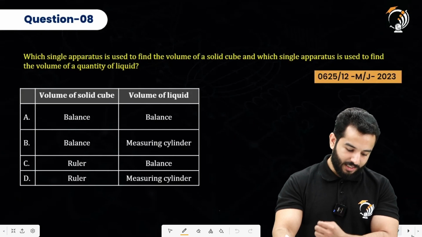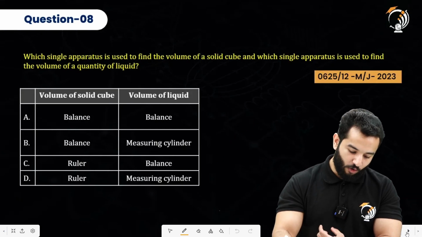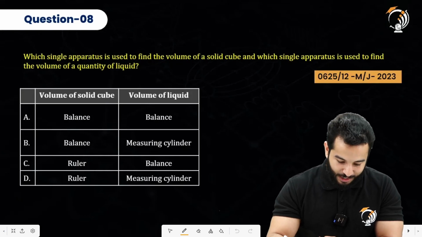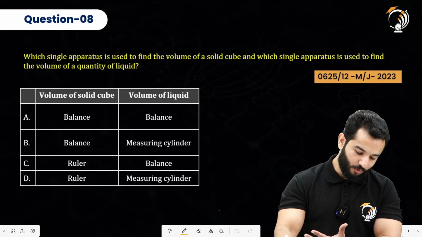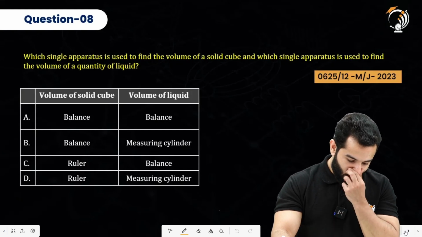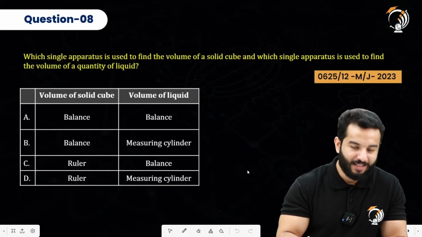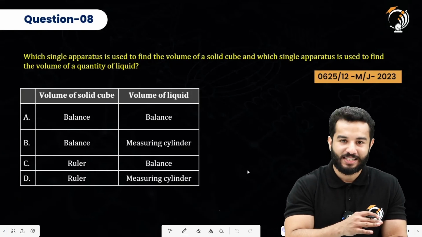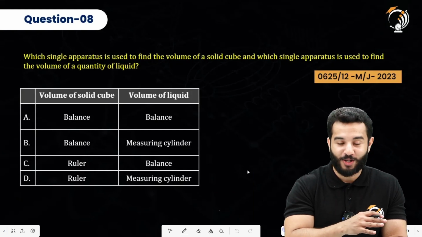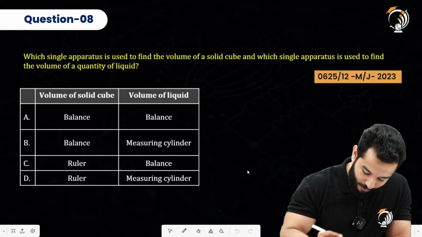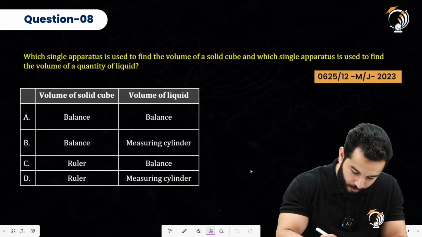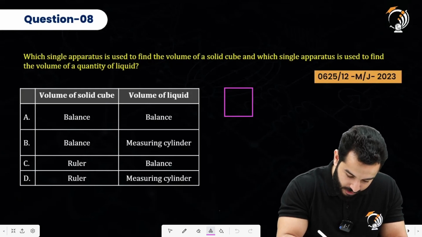Which single apparatus is used to find the volume of a solid cube, and which single apparatus is used to find the volume of a quantity of a liquid? Now, for the volume of a solid cube, we actually talked about this and it is part of today's theoretical part, that when we talk about the volume of a cube, let's suppose we have got a cube something like this.